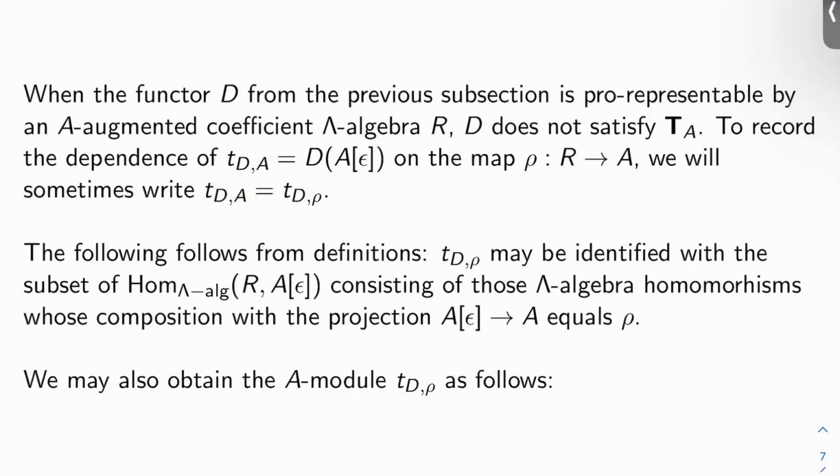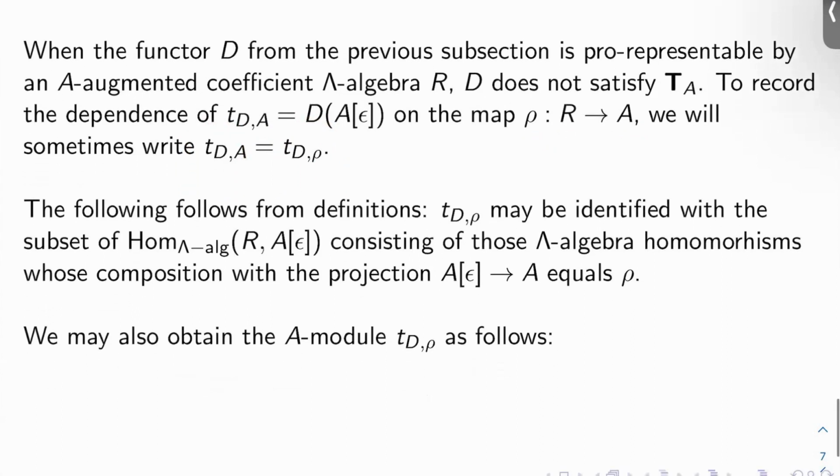Because of that, we'll sometimes write T sub D A equals T sub D rho, where rho is this map from R to A. Then the following comes from definitions. What is T_D rho? It can be identified with the subset of lambda algebra homomorphisms from R to A bracket epsilon, consisting of those whose composition with the natural projection from A bracket epsilon to A is just rho itself.